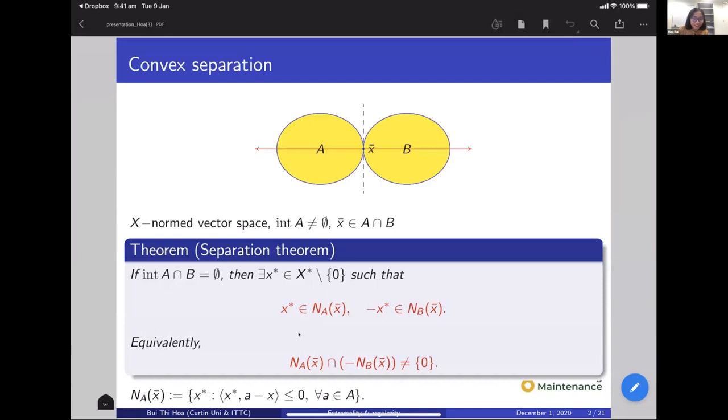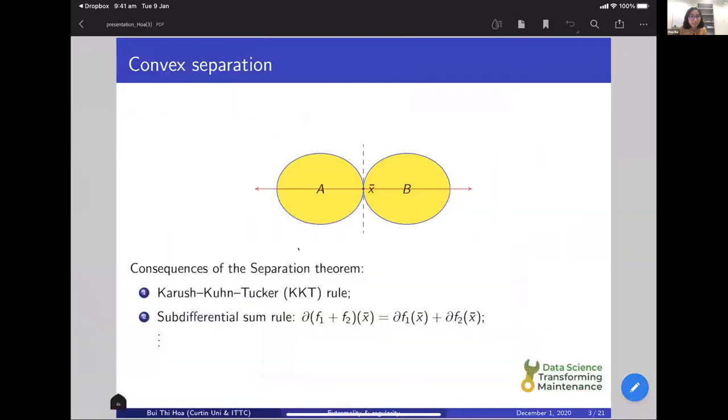Anyway, if you can see here, the intersection between the two normal cones is non-trivial, which means it is different from the set containing only 0; it contains vectors other than 0. Recall that the normal cone of a convex set at a point is the supporting hyperplane of that set at that given point. The convex separation theorem in its dual meaning has many applications, like the KKT conditions or subdifferential rules and many more. And of course, we know that it has played a core role in convex analysis.